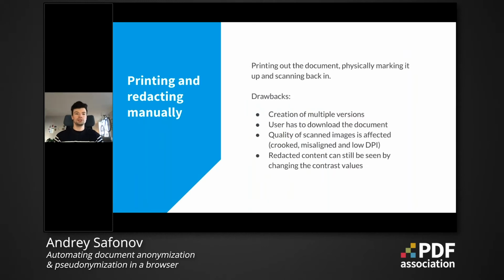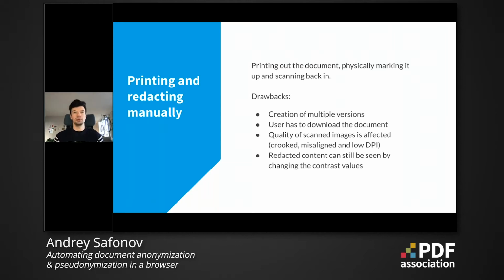Okay, so historically, we're all familiar with printing out the document and physically marking it up with a Sharpie or a black highlighter, and then scanning the document back in. Even before that, redaction was quite a manual process, by manually cutting out that piece of information that needed to be removed from the document. Now, there are certain drawbacks to this approach.